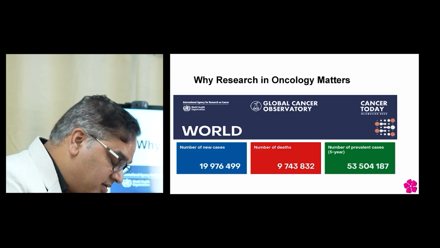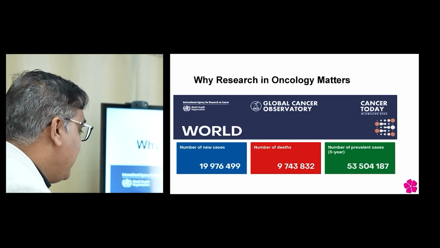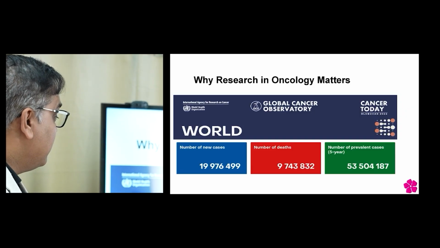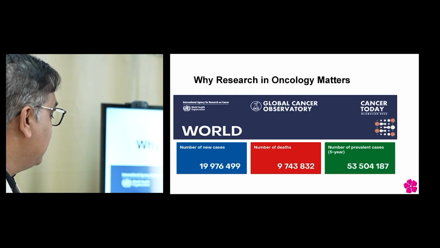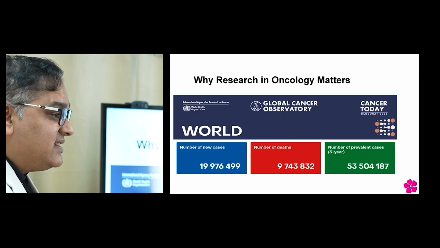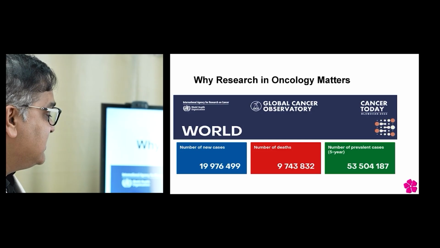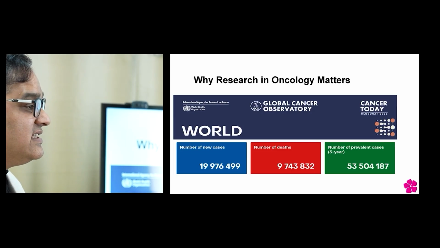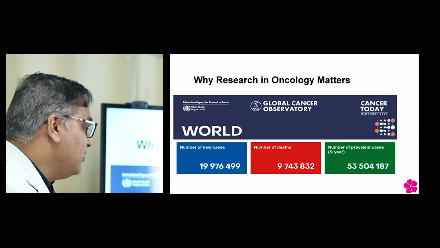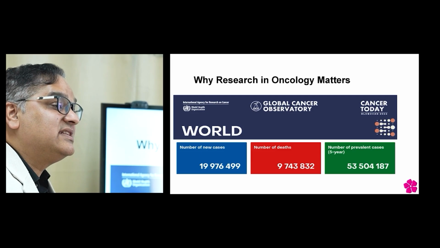If you see, the most research currently going on is in oncology. Why? Because cancer is now becoming an epidemic. If you see the number of new cases, this is 2022 data from GLOBOCAN, 19.9 million new cases. Number of deaths, 9.7 million. Number of prevalent cases, that's patients surviving after being diagnosed in the last 5 years, is 53 million. So if you think of the number of families affected, it would be around 200 million. So it's a huge global burden. That's why it's very important.